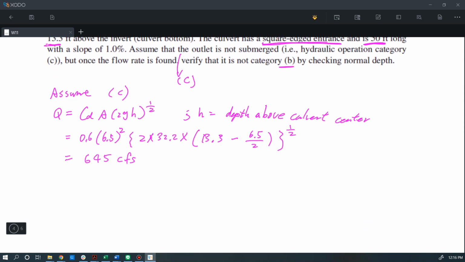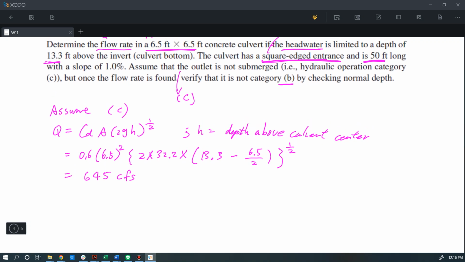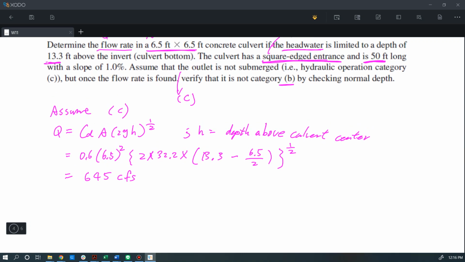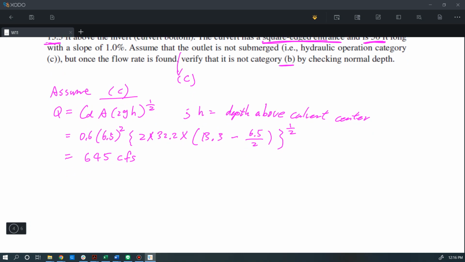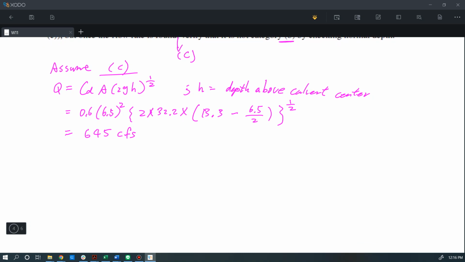Okay, so after we know the flow rate, we now need to verify this flow rate can actually fit our assumption, which is case C instead of case B. To do that, we need to check the normal depth to see if the pipe will flow full or not. To calculate the YN, the normal depth, we'll use the graphic method. So you need to first calculate this term.